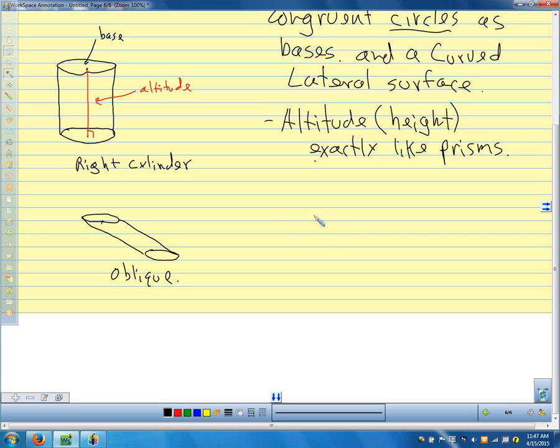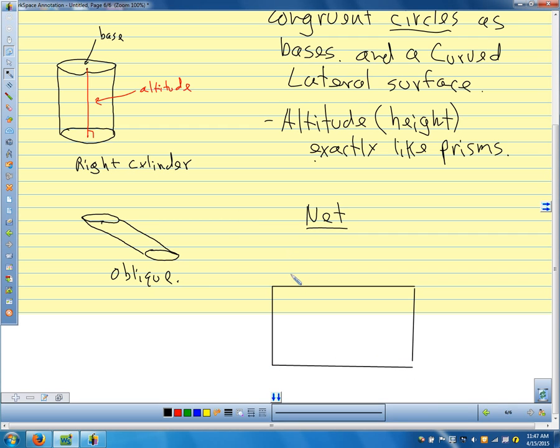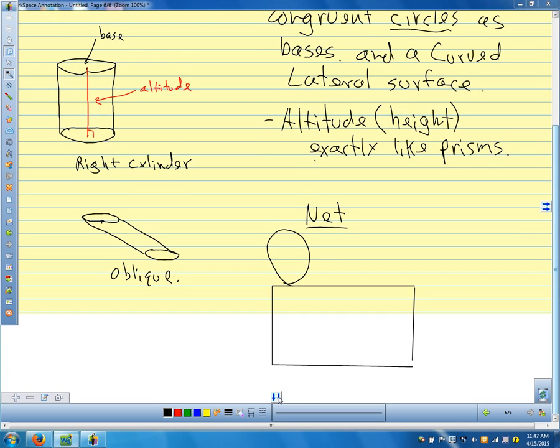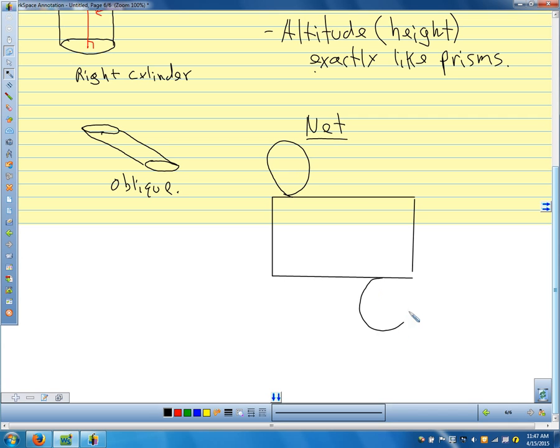So our net for a cylinder is just a rectangle. That's our curved side surface. If I rolled that up, that's the part that would make the side. So there's my lateral surface. And then I need the circles. I know my circles aren't perfect there, but we get the idea. The circles make up the ends, the bases of my cylinder. So my net for a cylinder looks something like that.